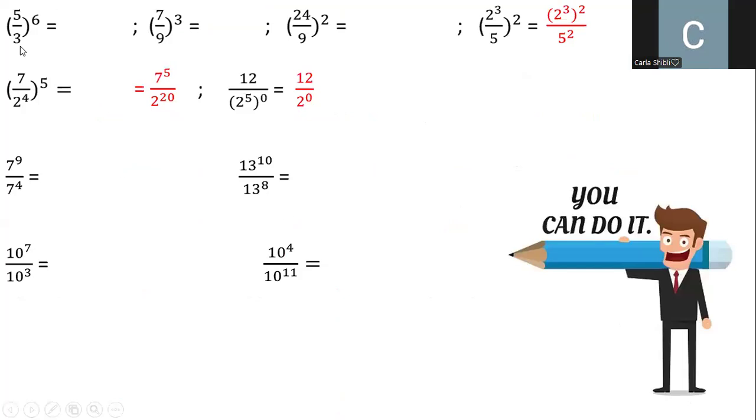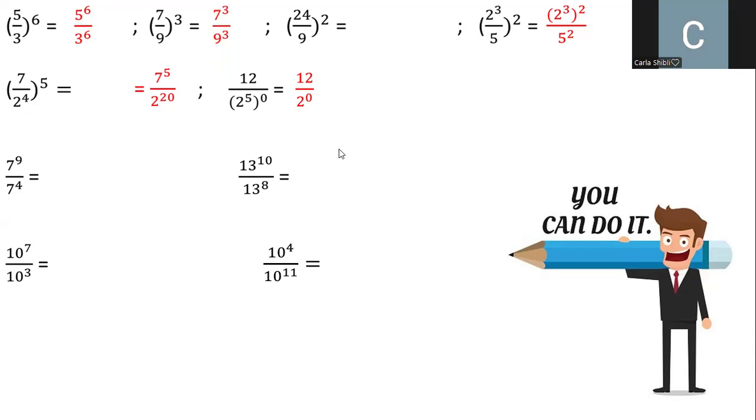I have 5 over 3, all of it to the power 6. The exponent outside can be given to the numerator and to the denominator. But I want you here to pay attention to a very important remark. First, before giving the exponent to the numerator and denominator, always check if your fraction is irreducible. It cannot be reduced. 5 over 3, we cannot reduce it anymore. We cannot make it smaller. So I give 6 to 5 and I give 6 to 3. It's 5 to the power 6 over 3 to the power 6. Also here, my fraction is irreducible, so I write 7 cube over 9 cube.